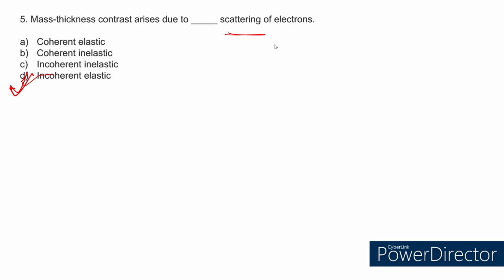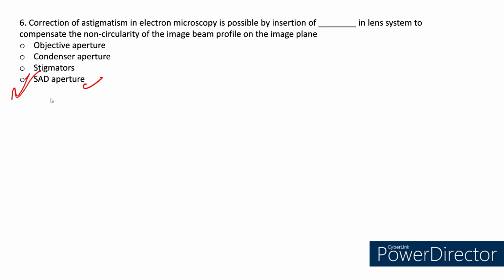Next question, correction of astigmatism in electron microscope is possible by insertion of what kind of aperture? It should be the SAD aperture. When we are going to correct the astigmatism, the selective area diffraction aperture helps us to correct this, which compensates the non-circularity of the image. So we use this SAD aperture.